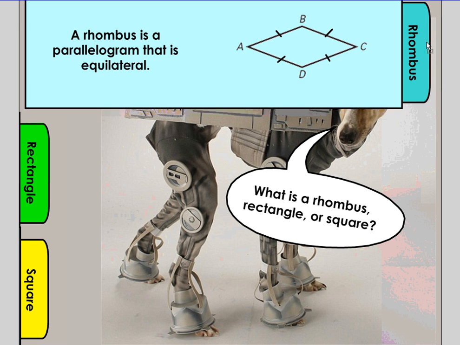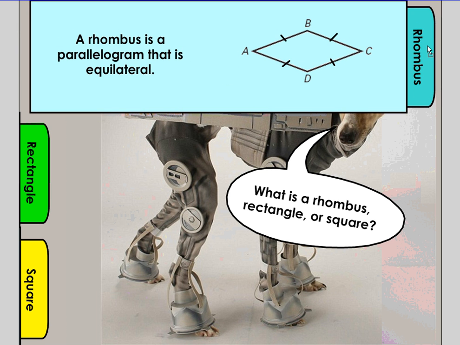Well, taking a look at the definitions, we know that a rhombus is a parallelogram that is equilateral. So it has the same properties that a parallelogram does, but in addition to that, you're going to find that all of its sides are congruent.